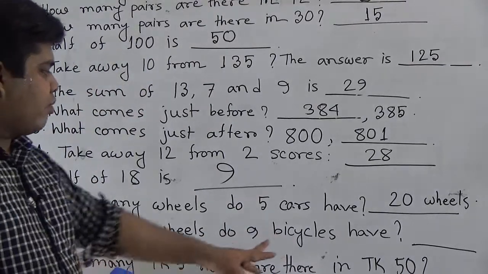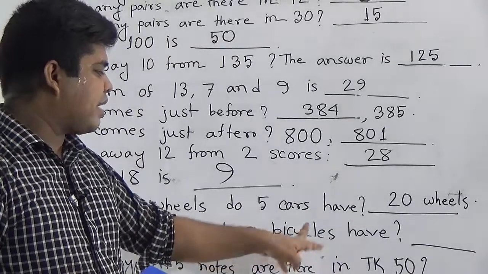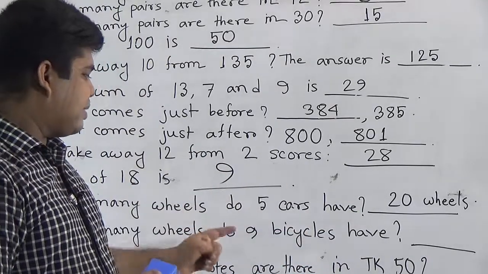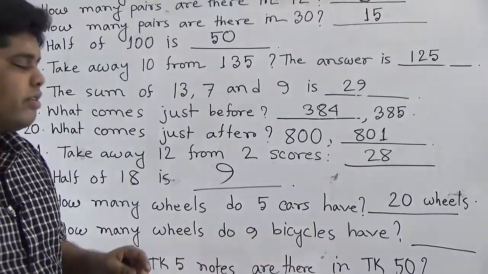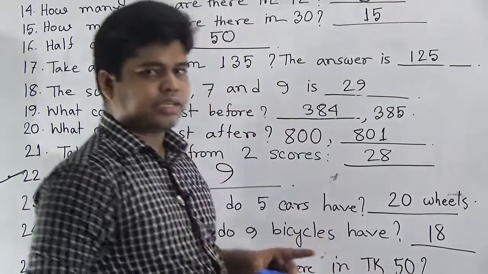I repeat, we know that 1 bicycle has 2 wheels, and 9 bicycles have how many wheels? We multiply 9 with 2 and we get the required answer. That means 9 2s are how much? 9 2s are 18. Okay.